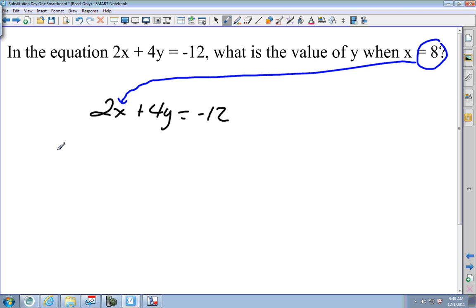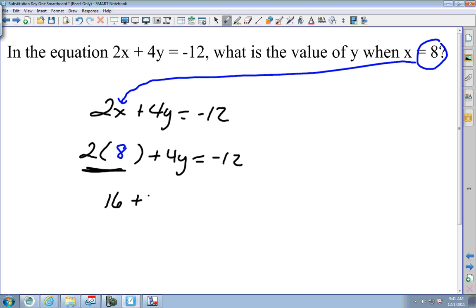So I have 2 times x. Well, instead of x, what am I putting in there? I should be putting in there the 8 plus 4y equals negative 12. Well, what is 2 times 8? 16 plus 4y equals negative 12. Now solve for y from here. Let's find out what y is.